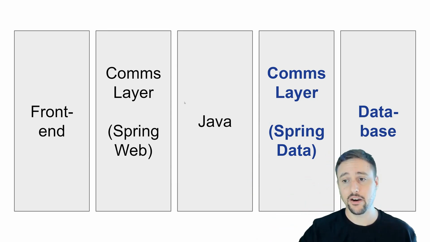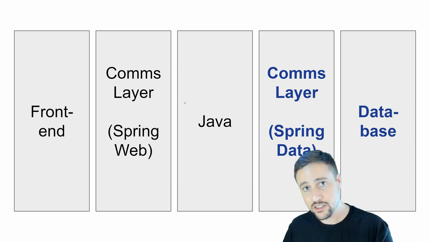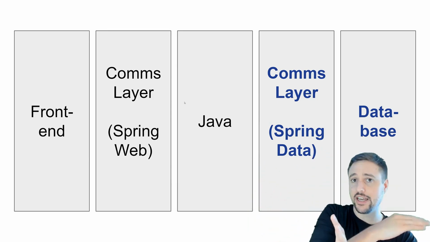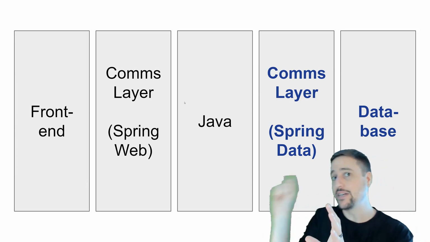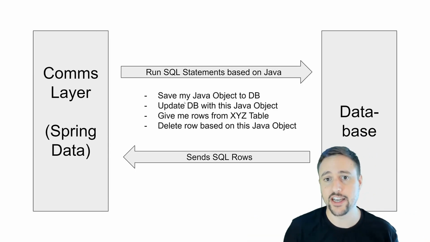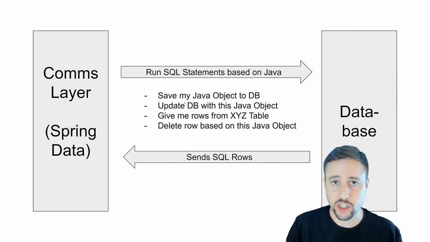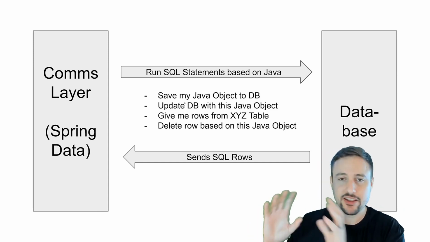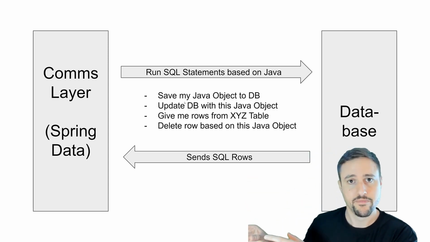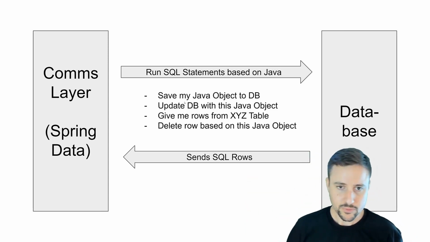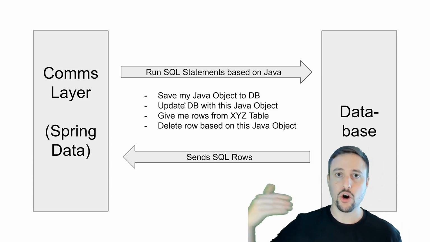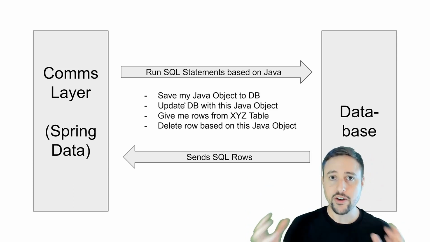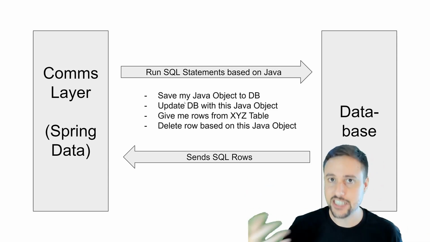Well, then the communication layer, when it's talking to the database, right? Previously, the communication layer was interfacing with Java. Now it needs to interface with the database. How does it interface with the database? It runs SQL statements, right? And I'm using a SQL database in this example. But again, this could be a NoSQL database. Okay? Same concepts apply, right? How you interact with a NoSQL database is fundamentally the same as how you interact with a SQL database.